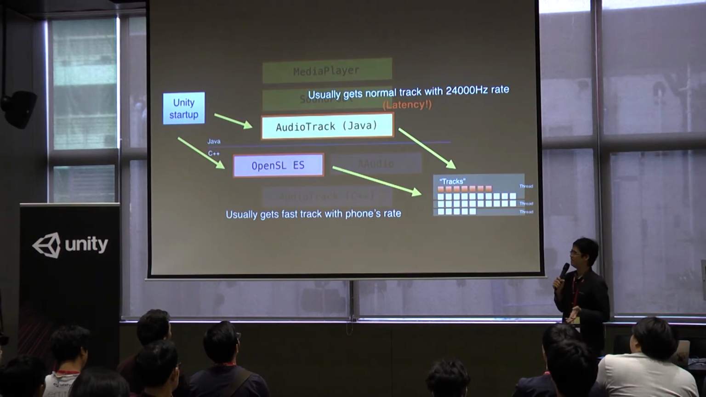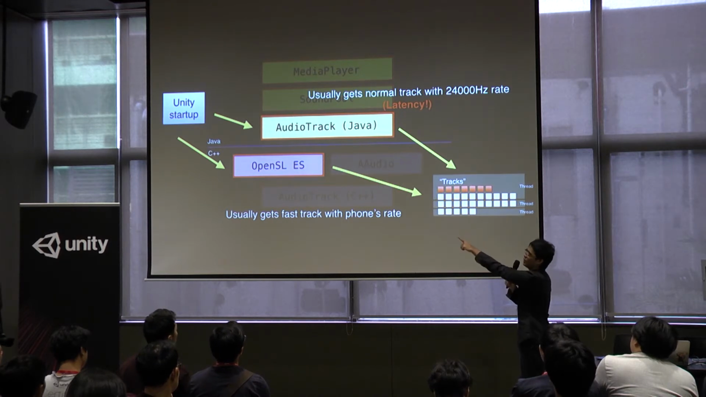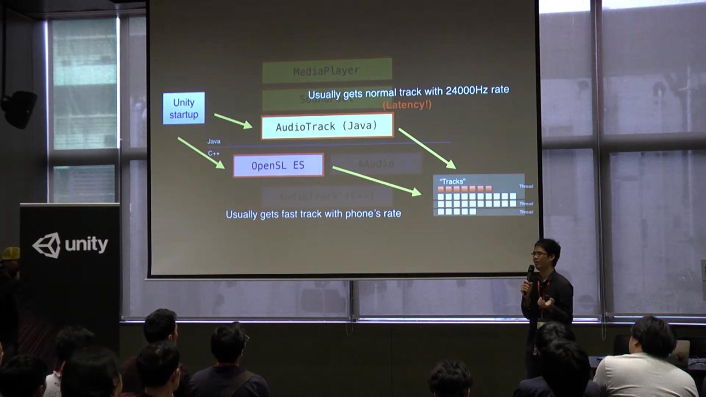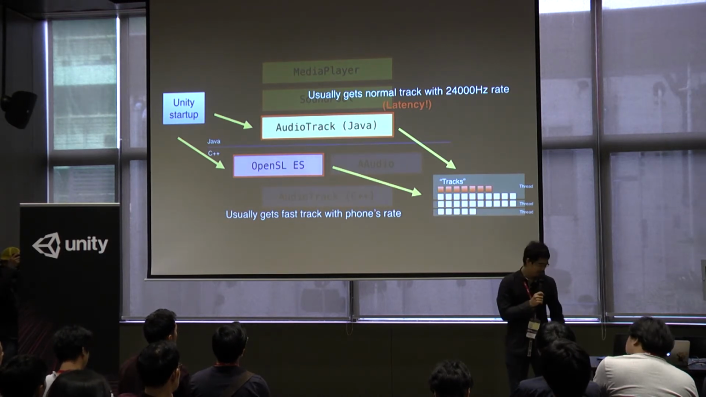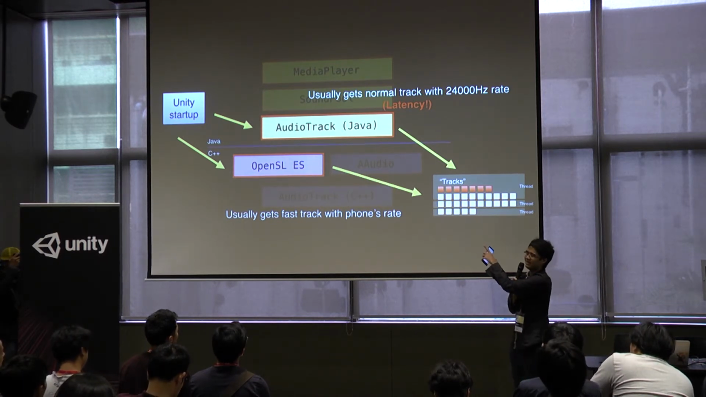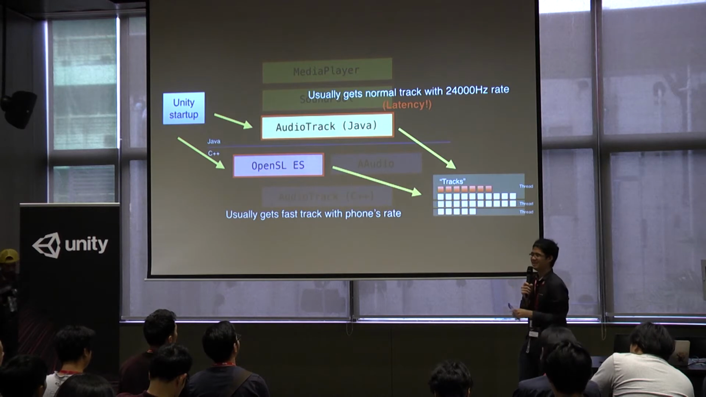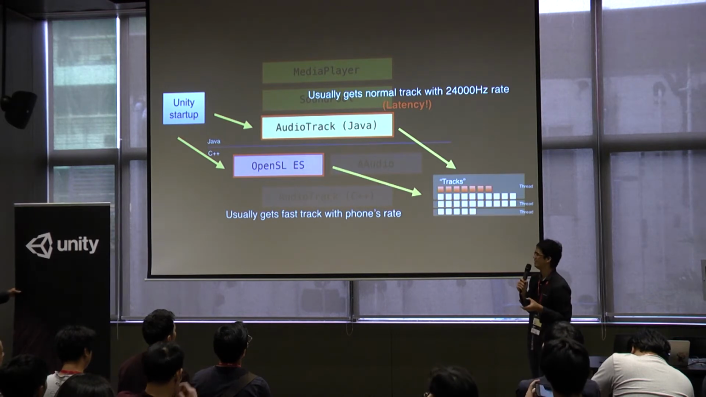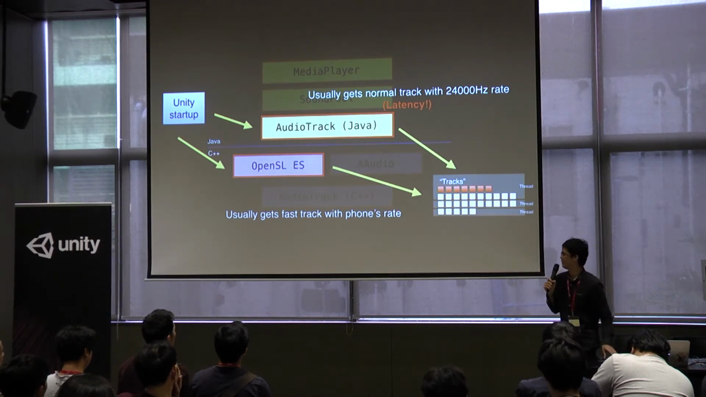But actually some phones can go to OpenSL and get the correct instantiation and get a fast track. So you only pay for mixing. But in some phones, like the one I showed you, this one goes to Java and gets the sampling rate of 24,000 and then gets a slow track and then gets everything wrong.